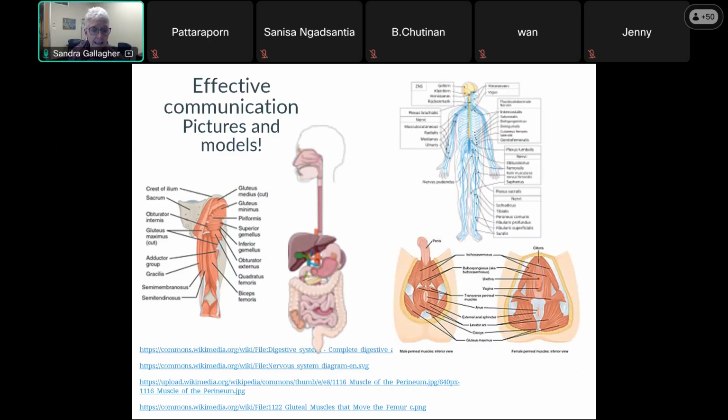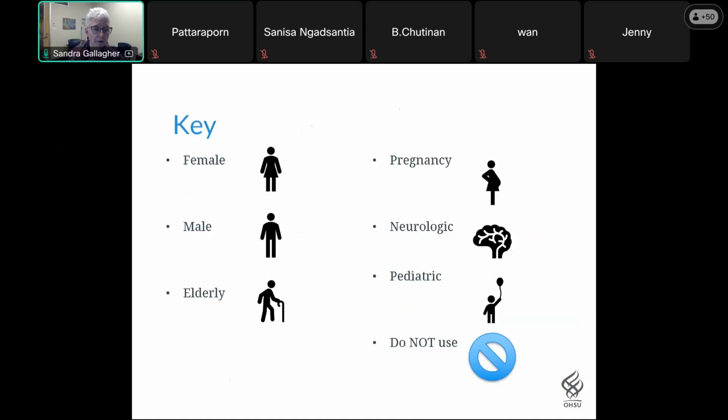I have a key here where if you see these little icons at the bottom of the slides, it's indicating this would be an appropriate treatment for a female person, a male person, someone who's elderly, someone who is pregnant, somebody who has a neurologic condition, a pediatric patient, and then this null sign would indicate don't use it on that patient population.